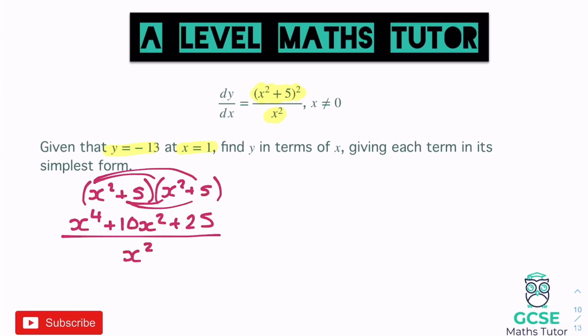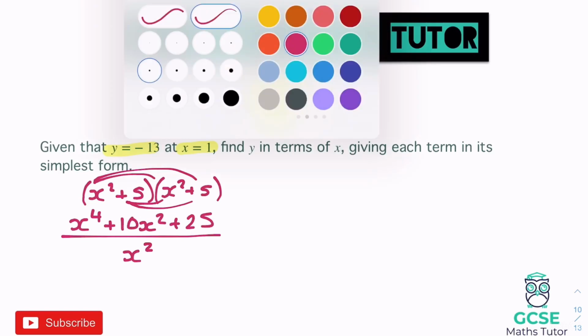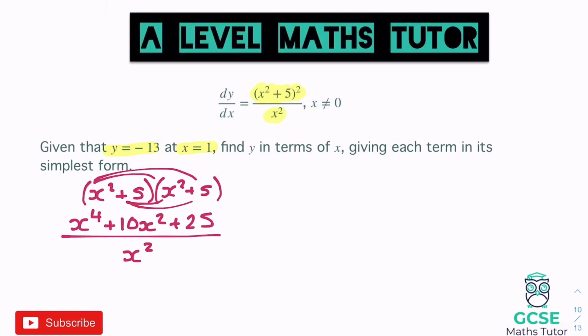So obviously we just need to then divide all of these powers by x squared. It's actually not too bad if you've obviously got to this point already. The first piece there, x to the power of 4 divided by x squared.